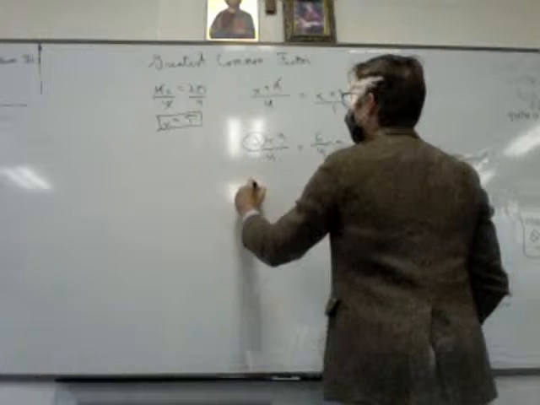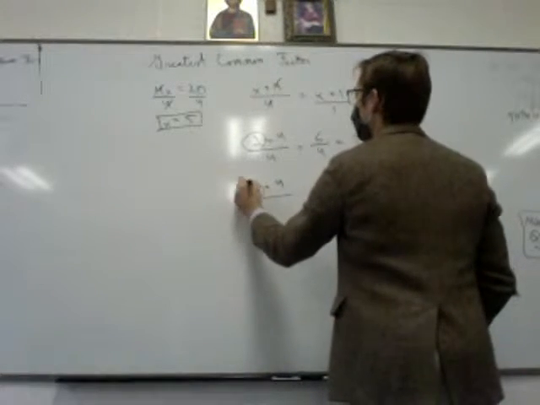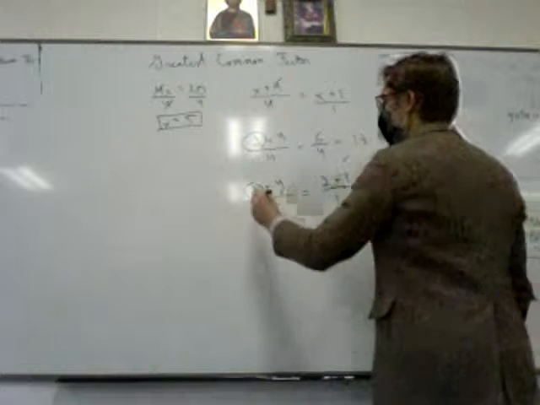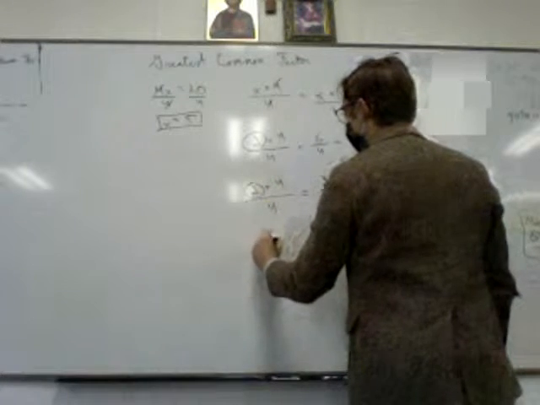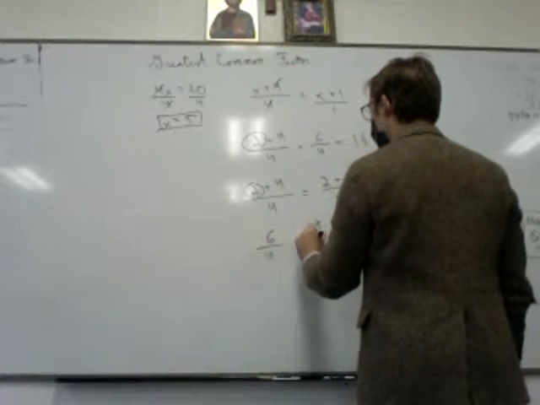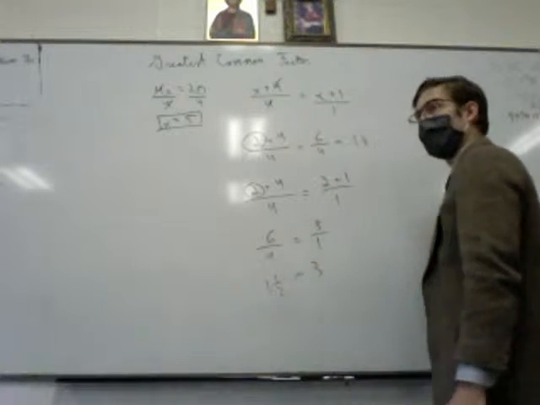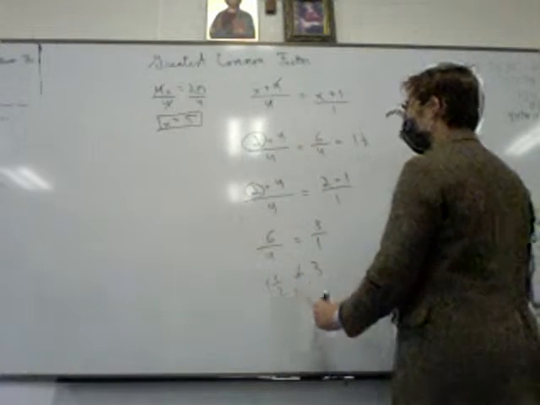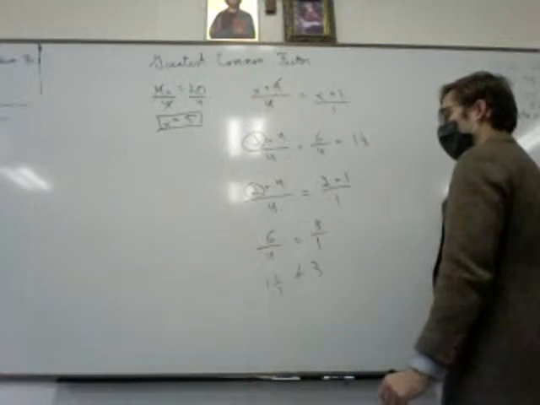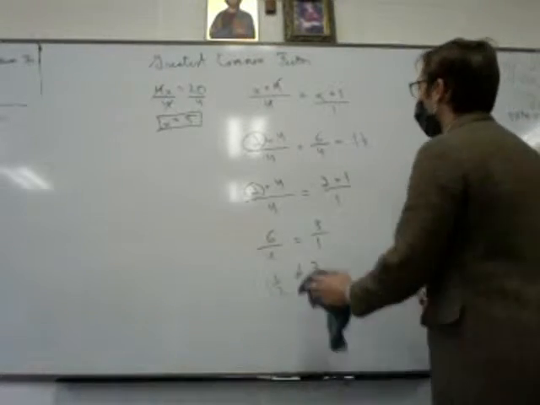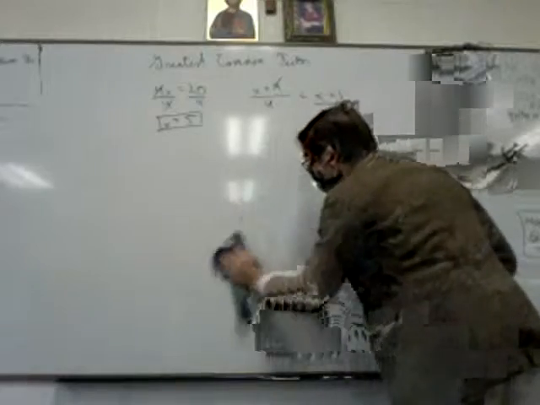So this on the left, 2 plus 4, we're plugging in 2 here, over 4 equals 2 plus 1 over 1. 2 plus 4 is 6, so 6 over 4 is equal to 3 over 1. 1 1/2 equals 3? No, that's not correct. That doesn't work either. Why are these things not working?